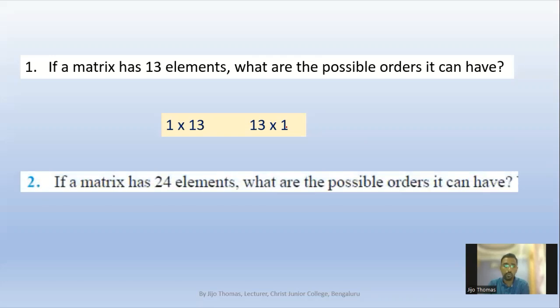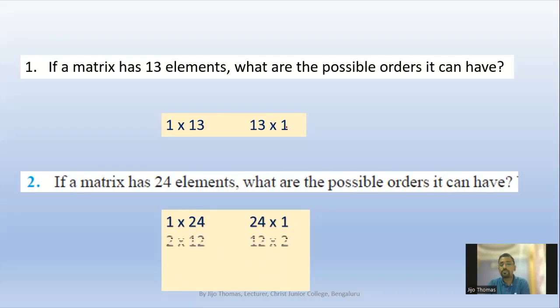One more sum I will give you. If a matrix has 24 elements, what are the possible orders it can have? Yes, it is nothing but all the factors: 1 into 24, 24 into 1, 2 into 12, 12 into 2, 3 into 8, 8 into 3, and 4 into 6 or 6 into 4. So totally it will have 8 possible orders.